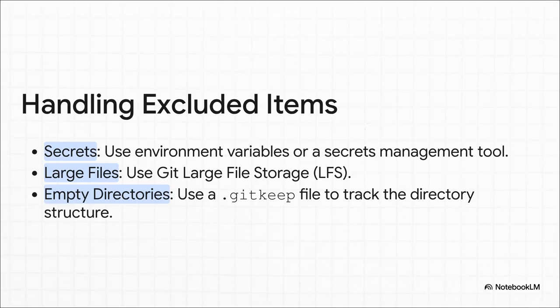So what do you do with all that stuff you're not supposed to commit? Well, there are pro-level solutions for each. For secrets, you use environment variables or a dedicated secrets manager. For those huge datasets and models, you use something called Git LFS, which stands for Large File Storage. It cleverly tracks a tiny pointer file instead of the actual huge file. And a quick pro tip: if you need to track an empty folder, Git won't do it by default. So just put an empty file called .gitkeep inside it.